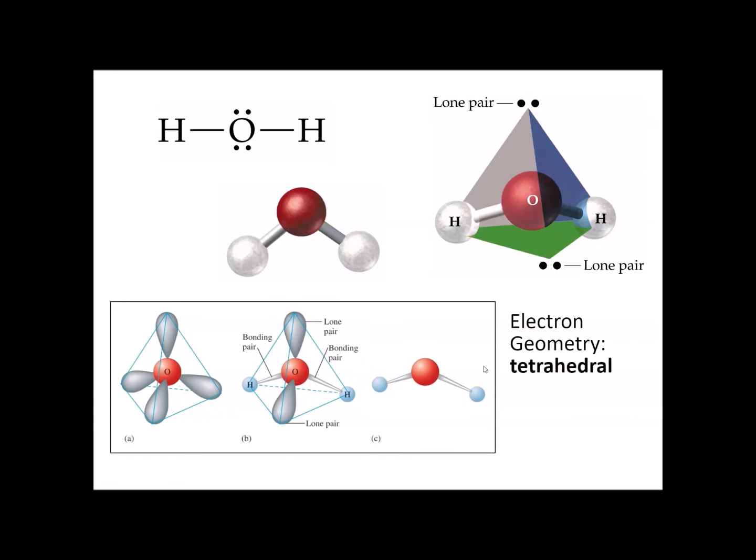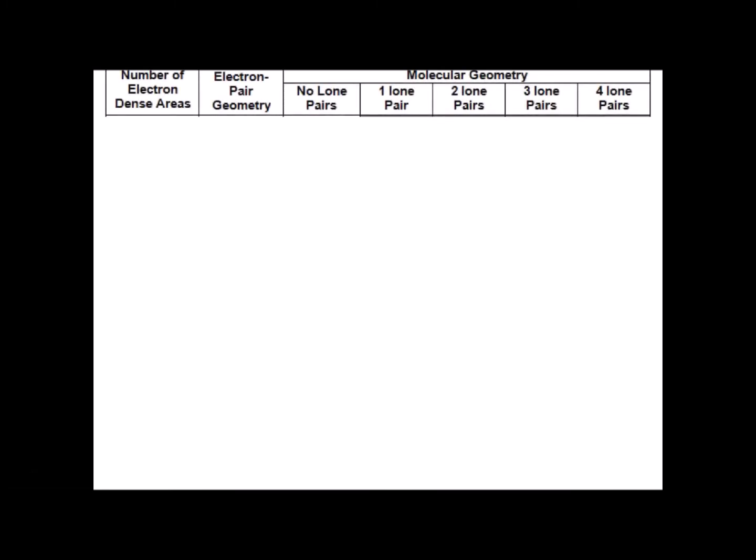The electron geometry is indeed tetrahedral, but we call the molecular structure or molecular shape bent. Bent is the name, or V-shape. Some people call it V-shape, but the idea is it's simply a bent molecule. It's like a boomerang. All right. So students, molecular shape is not the same as electron geometry in all cases. In fact, probably more frequently than not, they're different. Let's make a little chart here.